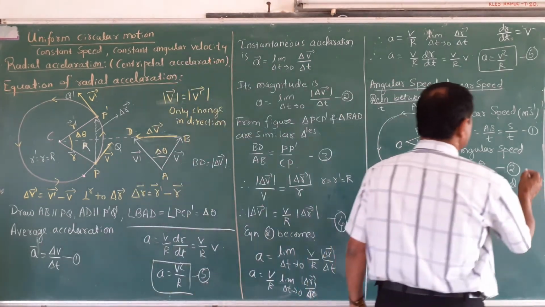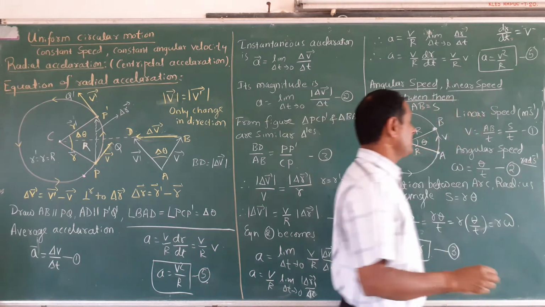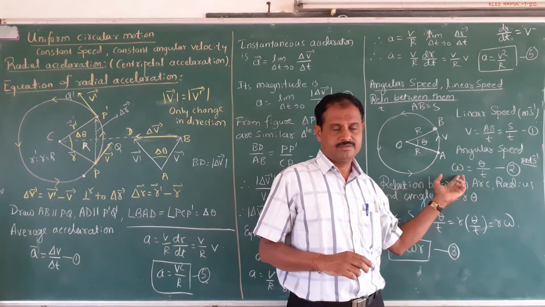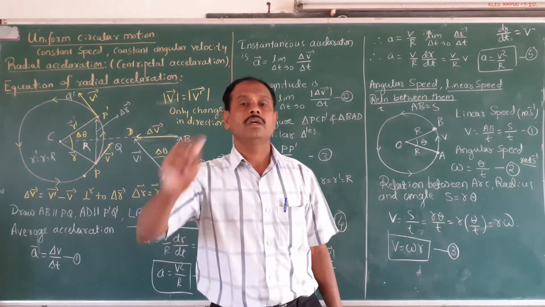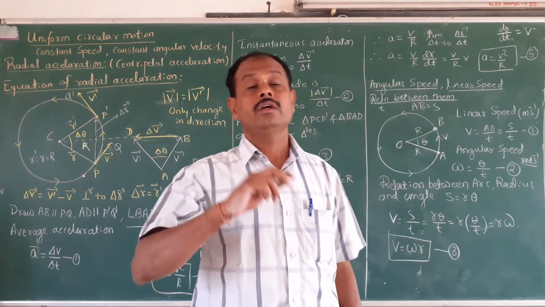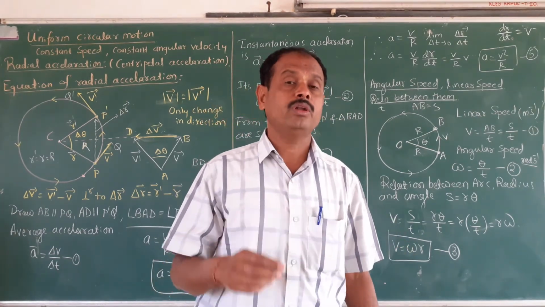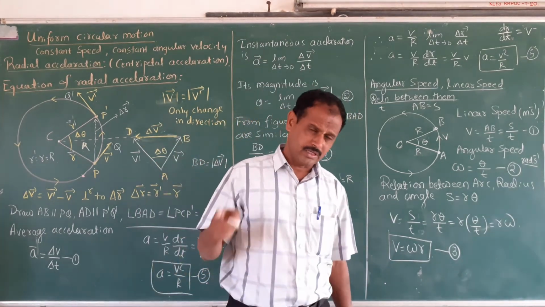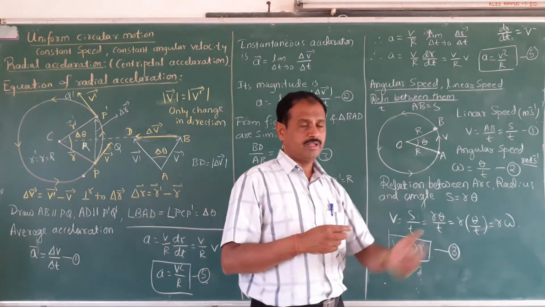Now the SI unit is radian per second. Radian per second is the SI unit of the angular speed, angular velocity. Both linear velocity and angular velocity apply only when the particle moves with uniform circular motion.